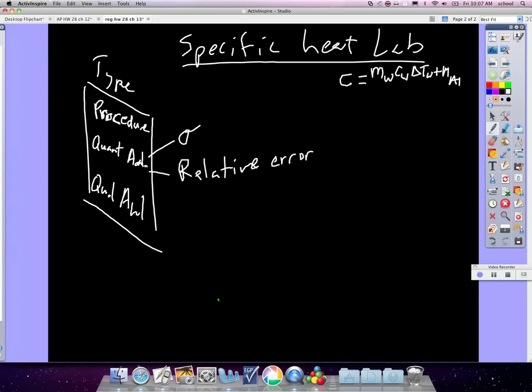So if you use the delta T, then you have 6 things that you have to include in your uncertainty calculation. So my uncertainty calculation is sigma 1 plus sigma 2, squared, and so on. Those make up the uncertainty. 3 for masses and 3 for delta T's. Does that make sense? No? Yes? Okay.